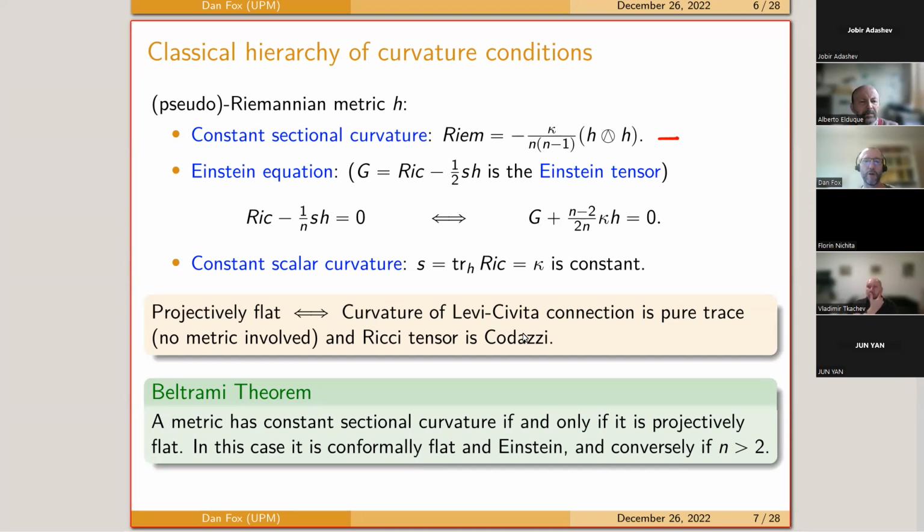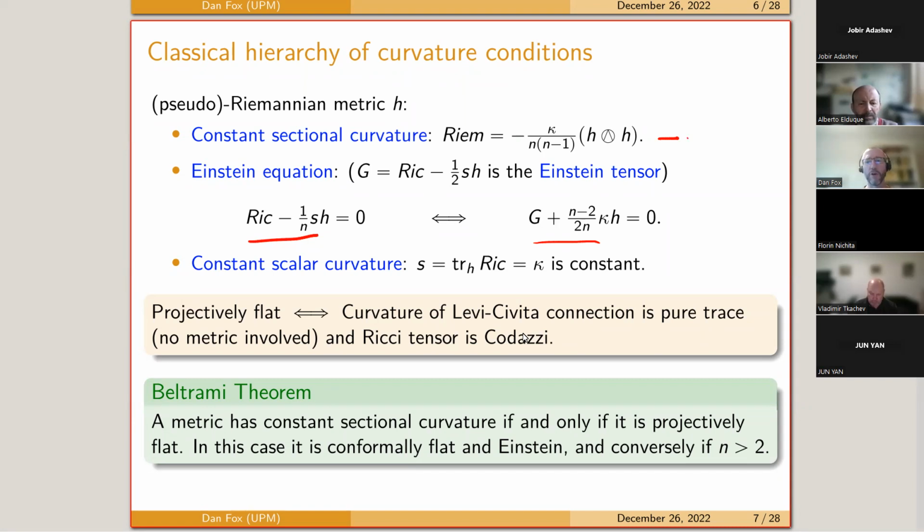You can also write this in terms of the Einstein tensor and the metric. This is how a physicist would write it, on the right. But really here, I'm going to think about it in this way on the left. And then of course you have this very weak condition of constant scalar curvature, which isn't going to operate much here. It's too weak in the general algebraic context to give us anything interesting. But the final thing I want to comment on is stated here in the Beltrami theorem, which is how I want to think about constant sectional curvature.